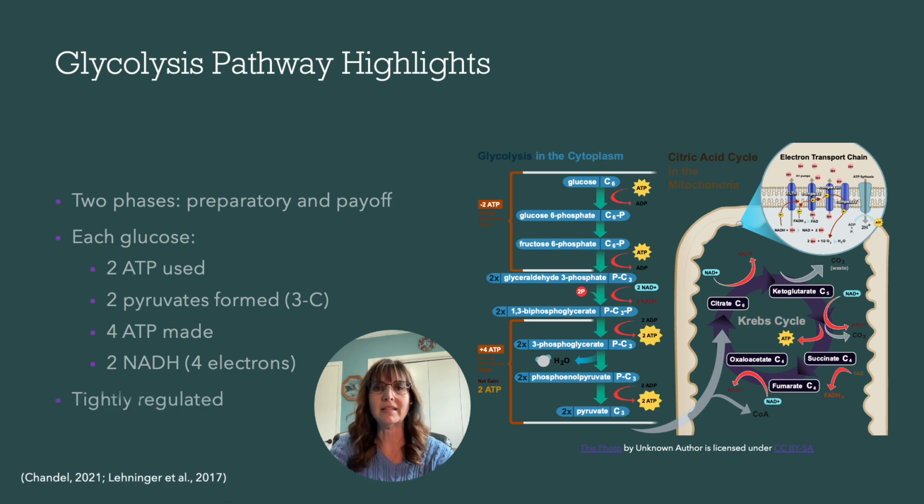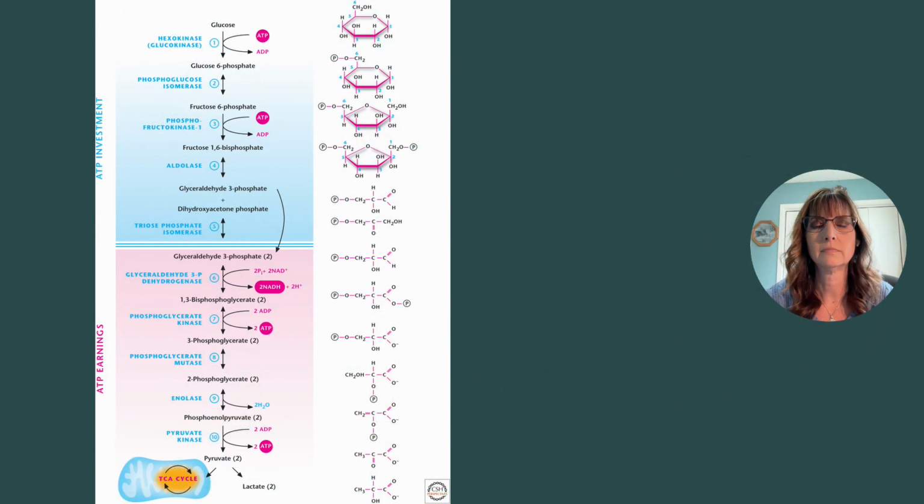The whole process is tightly regulated via ATP consumption, NADH creation, the regulation of several enzymes, including hexokinase, PFK1, pyruvate kinase. It's further controlled by hormones like glucagon, epinephrine, and insulin. And again, changes in gene expression can also control the process. Let's go ahead and take that detailed look at glycolysis.